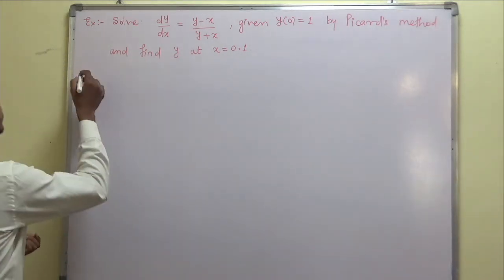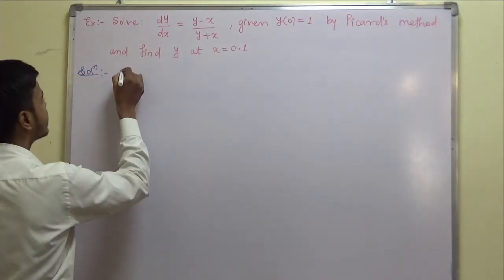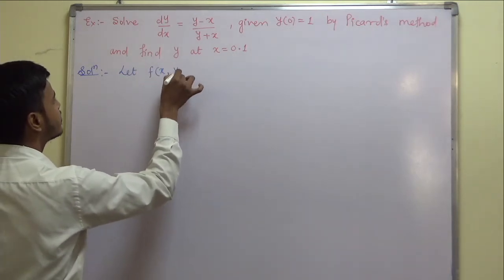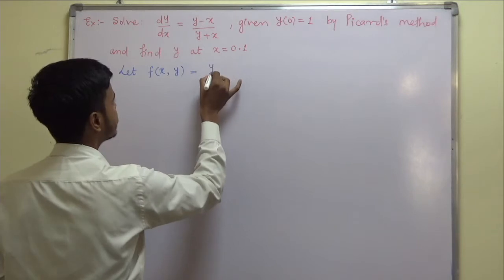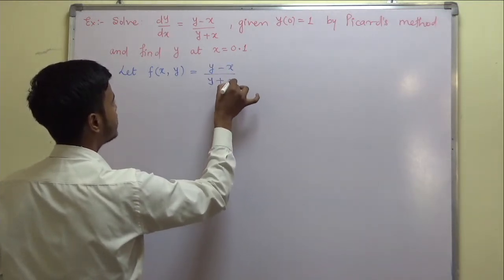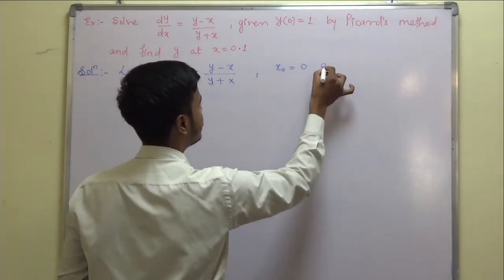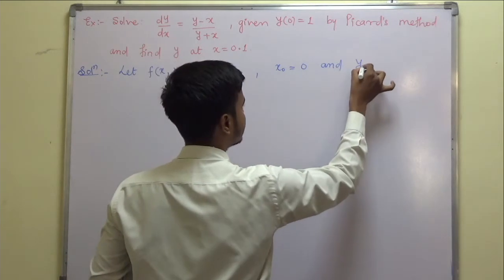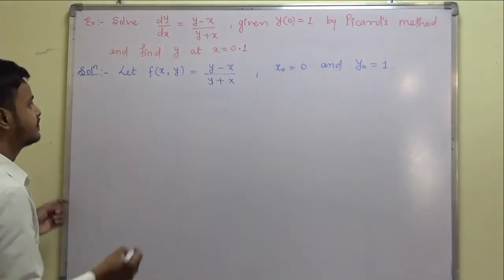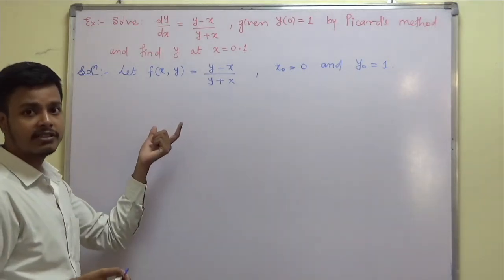So let us start with the given thing. So what is given to us? We are given f of x, y is equal to y minus x upon y plus x. And also, what is x0? x0 is 0 and y0 is 1. Okay, going with Picard's method, let us first of all write down the general formula.